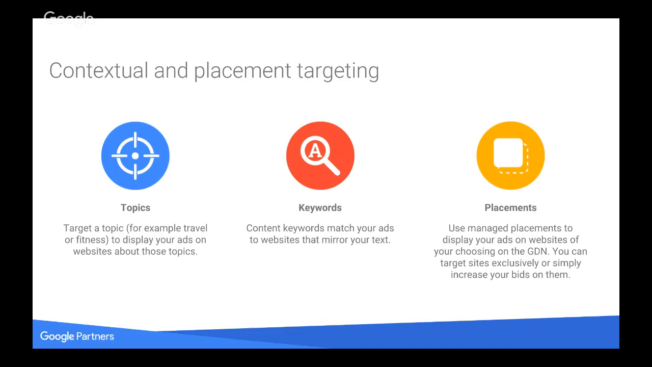Now, placement is something that you can use two ways. You can opt into automatic placements, which lets Google do the work for you and place ads automatically. Or you can use managed placements to display your ads on websites of your choosing on the Google Display Network. So if you have a strict list of sites that you want to add in, or even a strict list of sites that you want to exclude, then you can add them or exclude them using the Managed Placements tab.